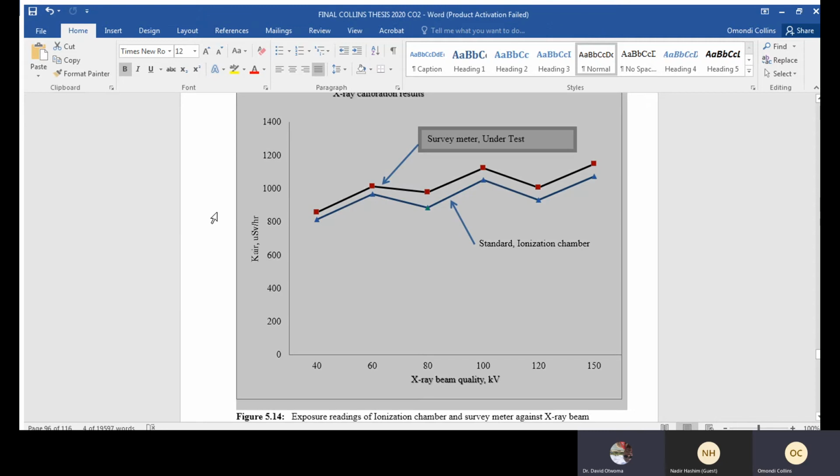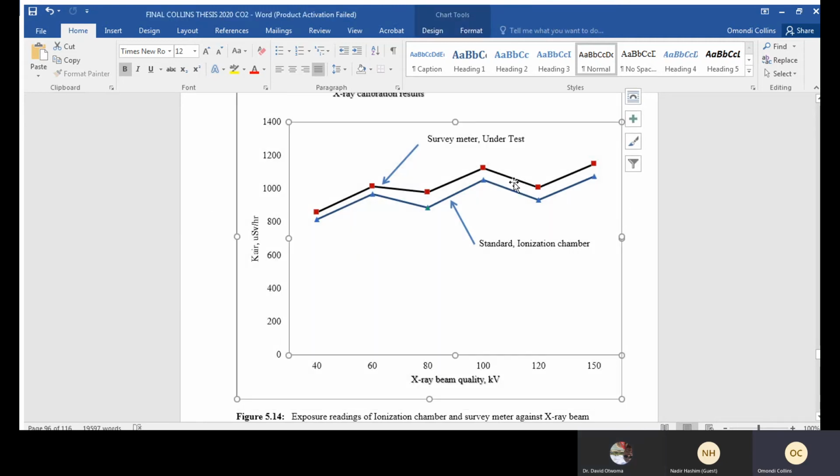Yes, you're correct, because now, for example, without the benefit of the reference standard, if you read this meter directly, this could be the values. But now, because of the traceability and the calibration factor, the value of the survey meter will be corrected from here to the corrected value. So this is the traceability as explained in the previous diagram.